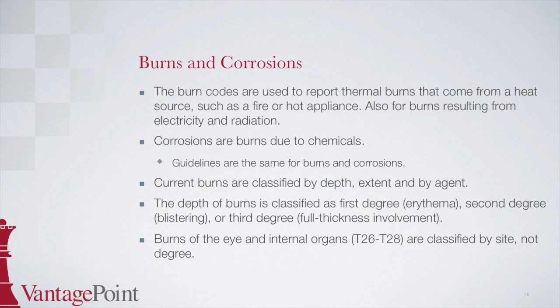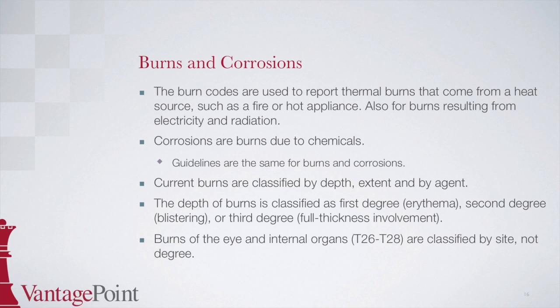This means that current burns and corrosions are classified by depth, extent, and by agent. Depth is classified into 3 degrees from least to most severe. A first-degree burn or corrosion is characterized by redness, while the second degree is characterized by blistering, and the third degree is characterized by full thickness involvement, meaning the burn/corrosion extends to all layers of the skin.